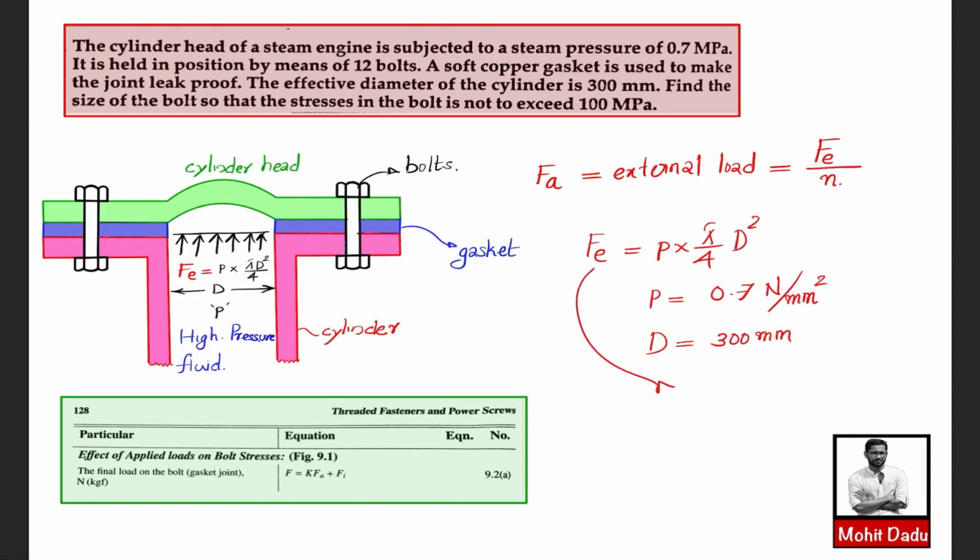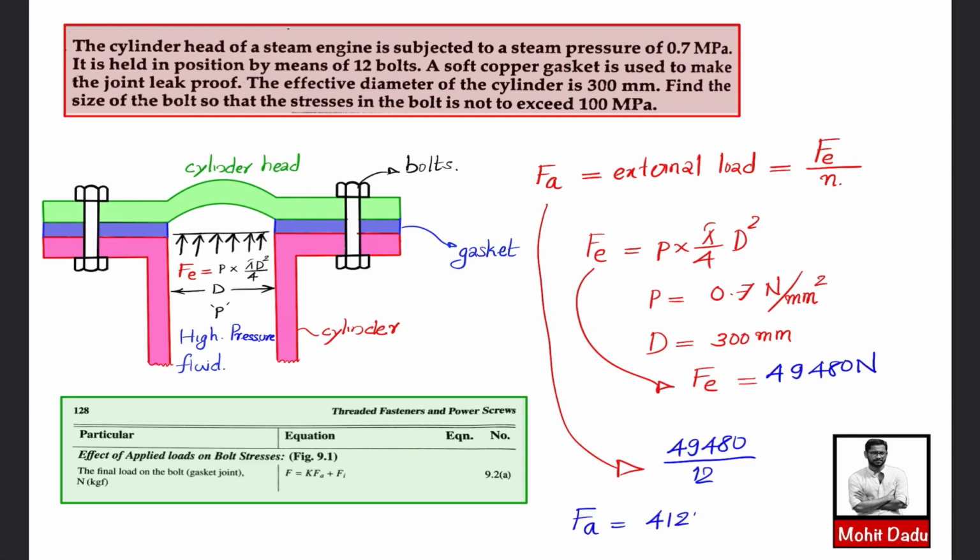Then I can evaluate this value by substituting these two terms. Then you will get the total external load acting over these 12 bolts, which is 49,480 Newton. From this you will evaluate Fa. So Fa will be equal to 49,480 divided by the number of bolts, since the number of bolts used is 12, and Fa will be equal to 4123.34 Newton.